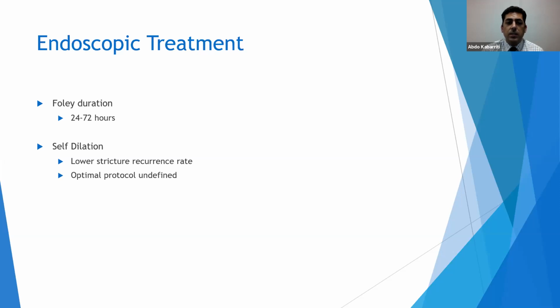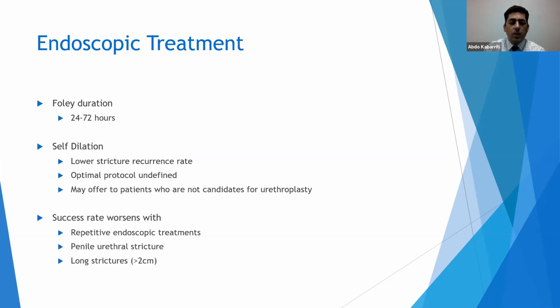And again, I would go back to what I said before about what is considered a success. If the patient is doing self-dilations but is not requiring the Foley catheter, and that maintains their urethra wide open, is that considered a success? That's up to the patient to define. Now, self-dilation may be offered to patients who are really not candidates for urethroplasty. If you're doing an endoscopic treatment, you could offer them self-dilation.